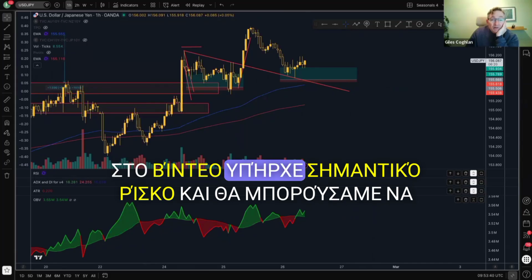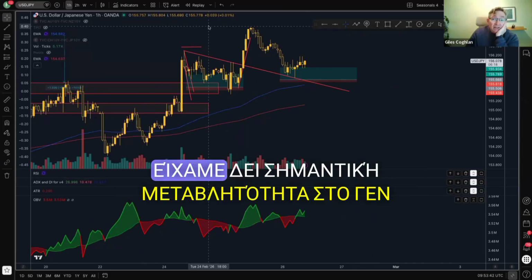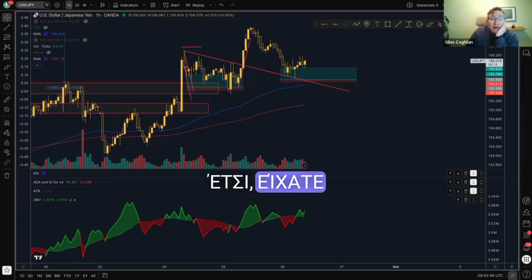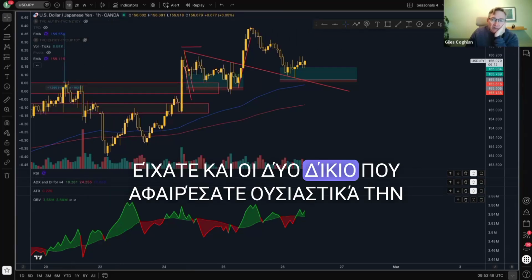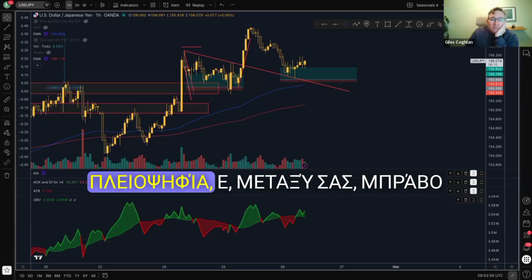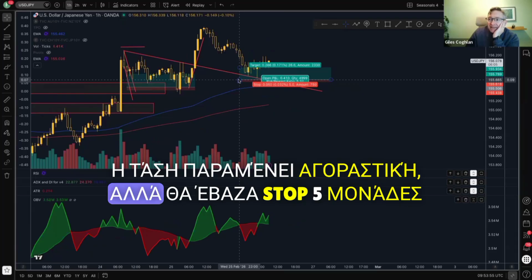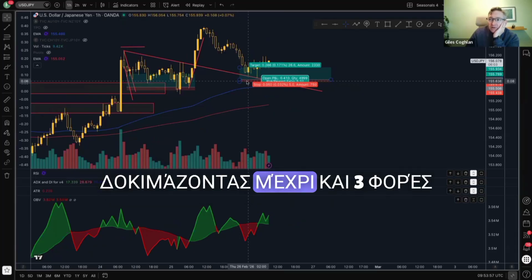Obviously, NVIDIA was a major risk, and we could have seen significant volatility in the yen, and a lot of strength in the yen. So you were both right to take basically the majority off between the two of you. So well done. This remains a buy bias, but I'd say a 5 point stop, try up to 3 times.